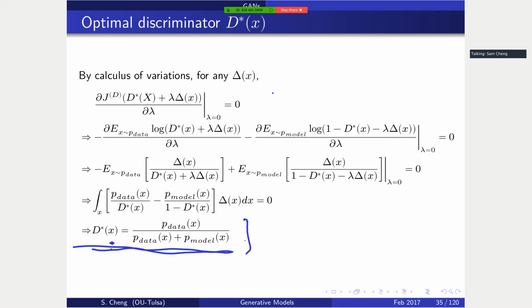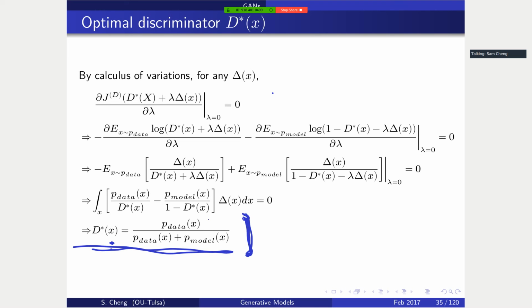Wait, did I say it correctly actually? I'm thinking, let's see. Discriminator. Yeah, I think I don't need to say more. Honestly, everyone agrees, right? It looks very intuitive.